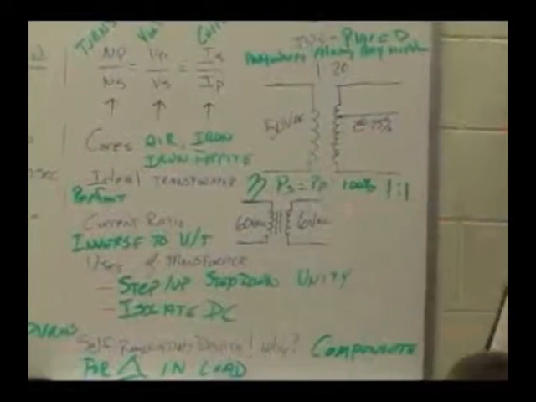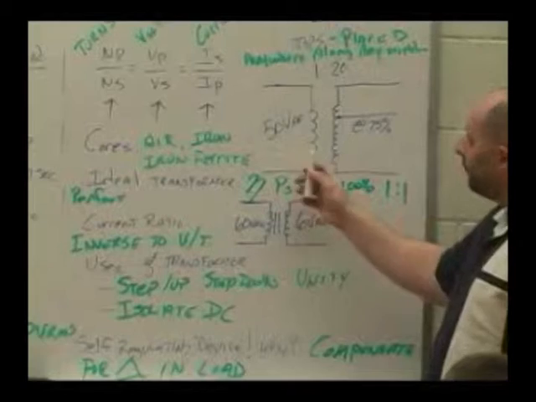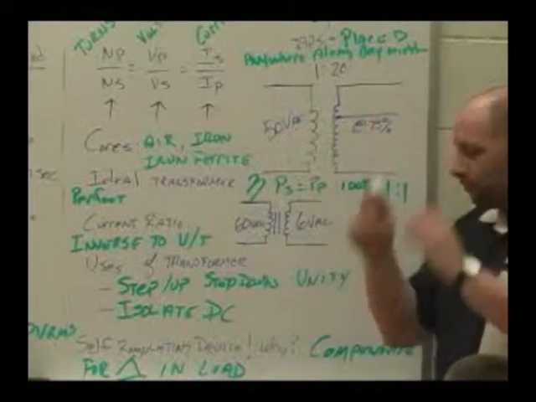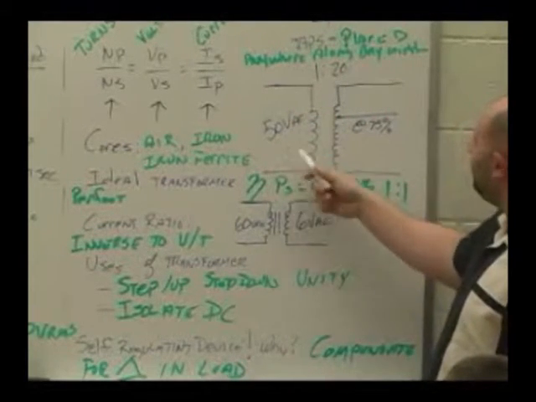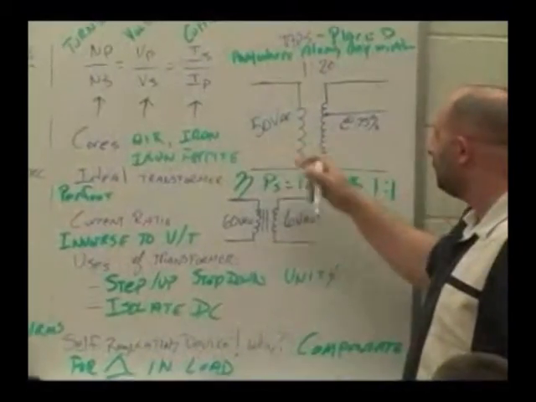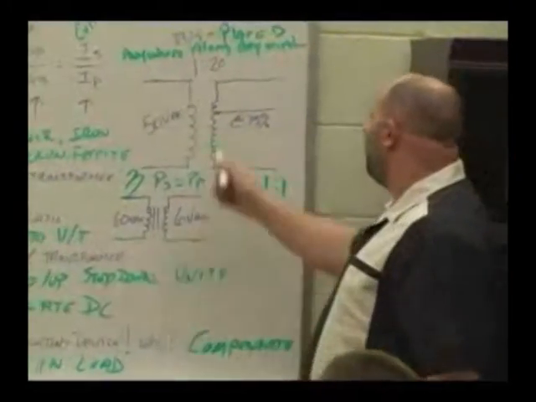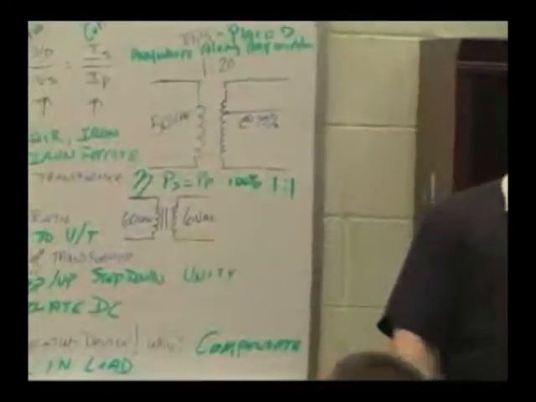So for example, here's one. Should be simple enough, because we'll do a couple of these and then ready to go. 50 volts AC, here's my source on a primary, and I'm giving you a ratio of 1 to 20. First off, what type of transformer is it?